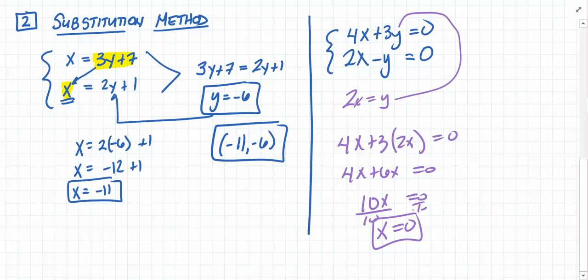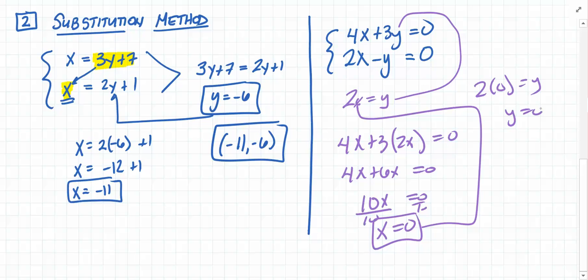But I'm not done yet because I have to substitute back, right? So plug it right here. And you get 2 times 0 equals y. Therefore, y equals 0. And you guys, it's okay to have the location 0, 0 be a solution. It's just the origin. That's okay. Don't be misdirected by that, okay?